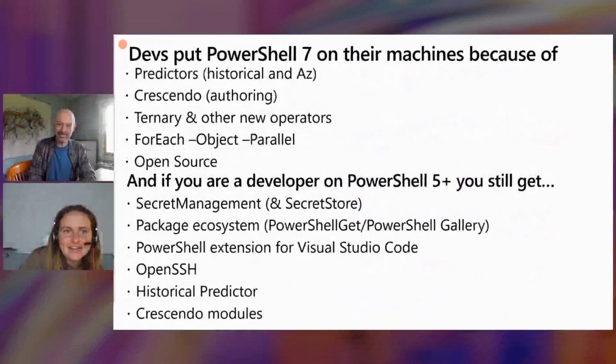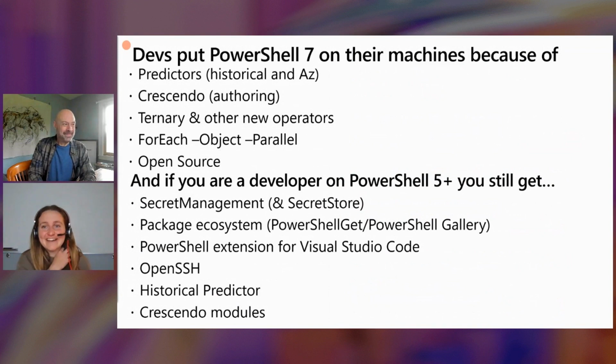Alrighty, well, in summary, Jason shared with us a bunch of reasons why devs get really excited about PowerShell 7 and like to put it on their machines. So we talked about predictors, both historical and Az. We talked about authoring with Crescendo, ternary, and the other new operators that shipped in PowerShell 7, ForEach-Object -Parallel, and we talked about how PowerShell 7 and the latest versions of all of these modules we talked about are all open source and allow you to participate in the development experience.